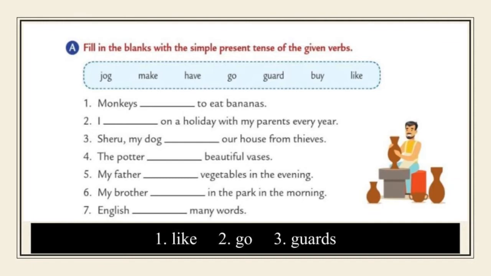And the third one, Sheru, my dog, dash our house from thieves. Here, dog is a singular noun. We are talking about one dog, that is Sheru. For third person singular, it means for singular nouns, we should add s. So what is the correct answer? Guard. Guard means taking care of. Sheru, my dog, guards our house from thieves. Because dog is a singular noun, that's why we added s to the word guard. So, students, the remaining ones you should try in your grammar book, write neatly.